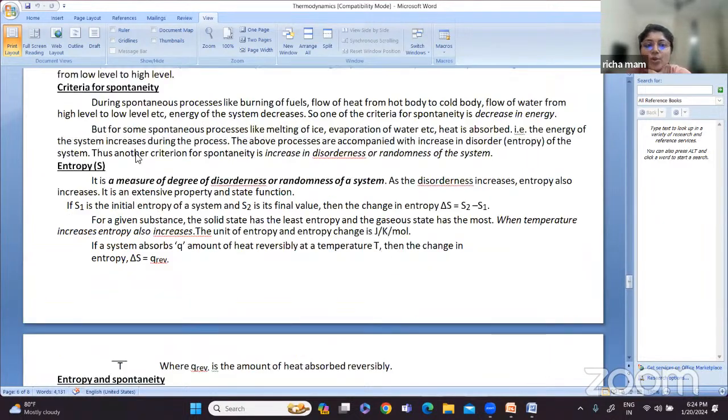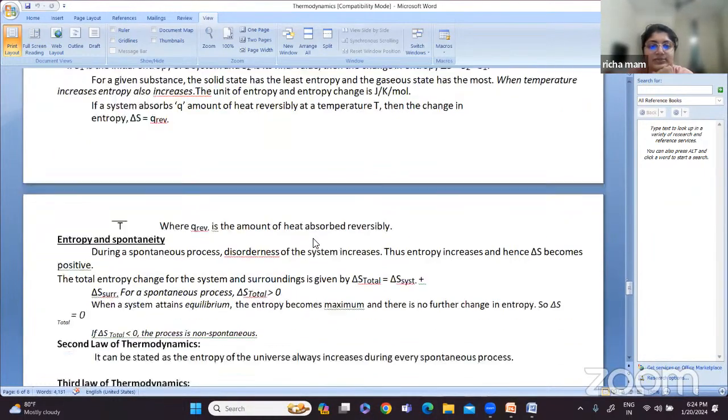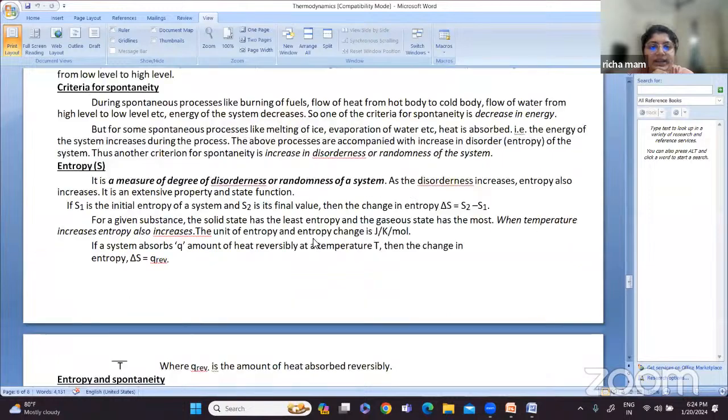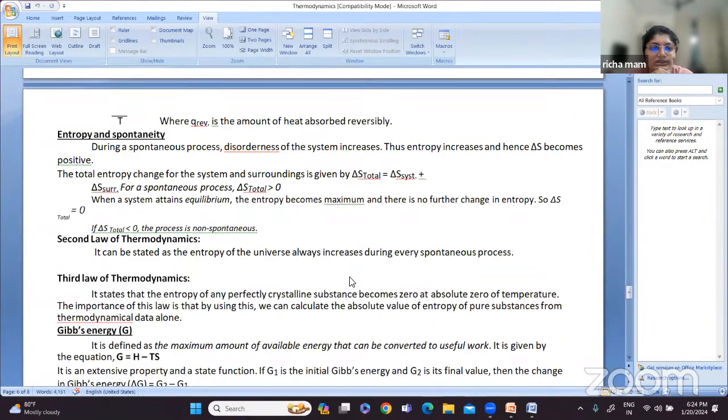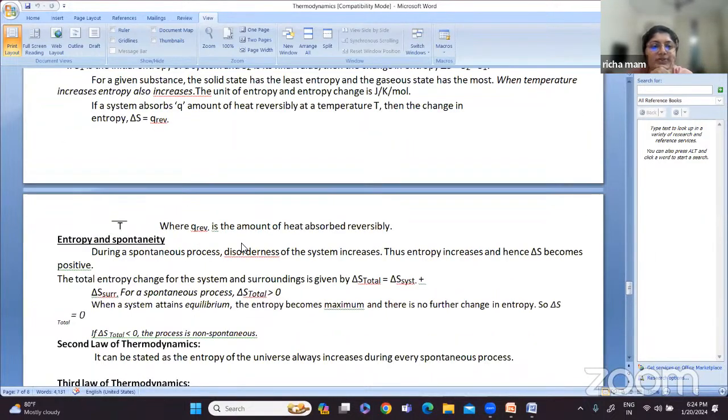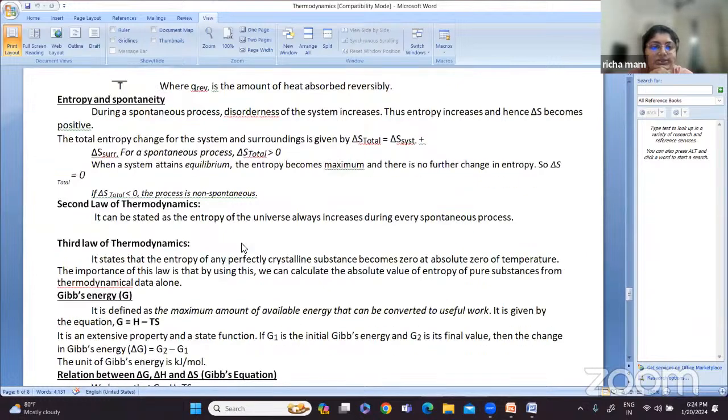What is entropy? Entropy is nothing but the degree of disorderness or randomness in a system. It is given as delta S is equal to Q reversible by T. Nothing more here. So what is entropy? That is the degree of disorderness or randomness.